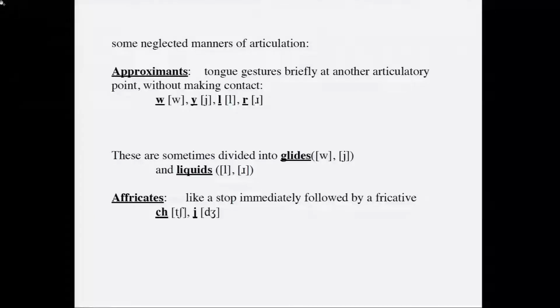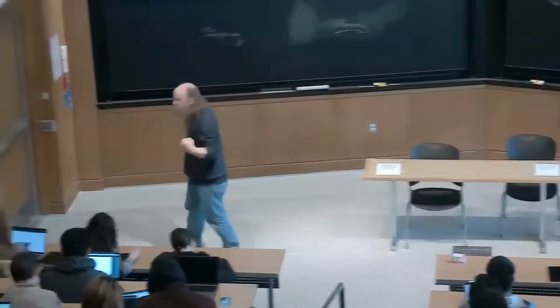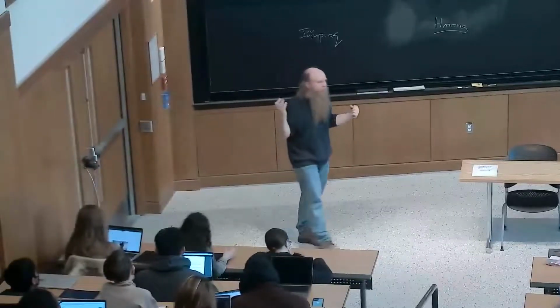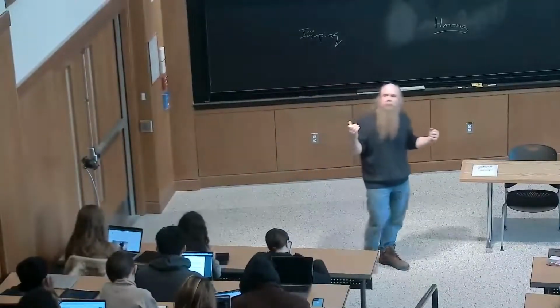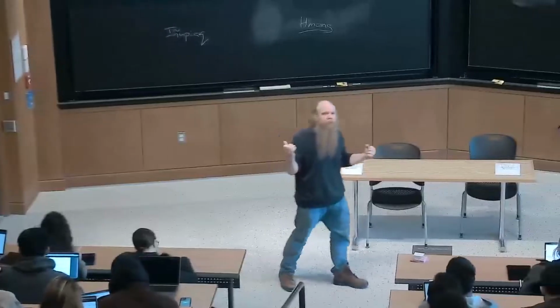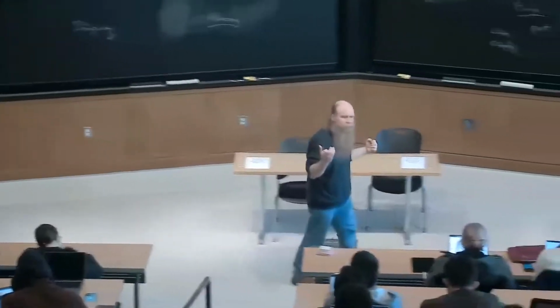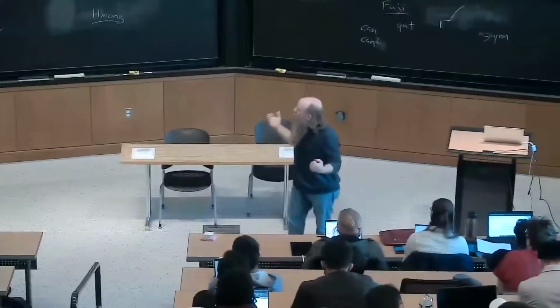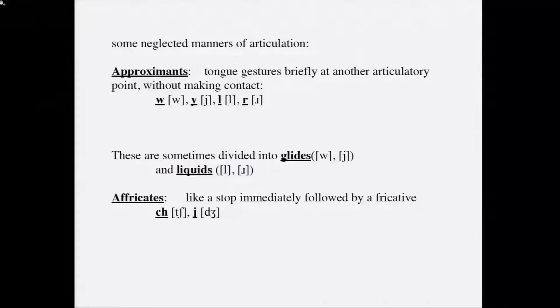All right. So similarly for the Y sound at the beginning of year or yard, and the L and the R at the beginning and end of, I don't know, lair, or rail. Those are all approximants. They are sometimes divided into glides and liquids.